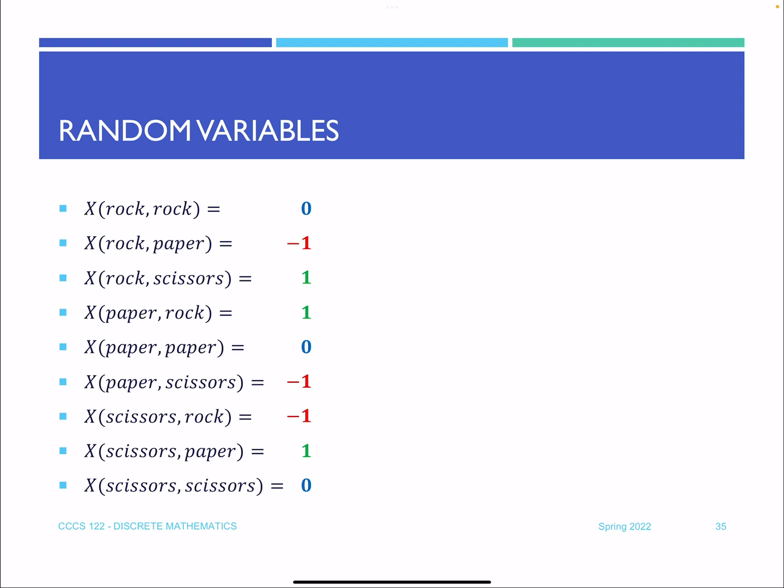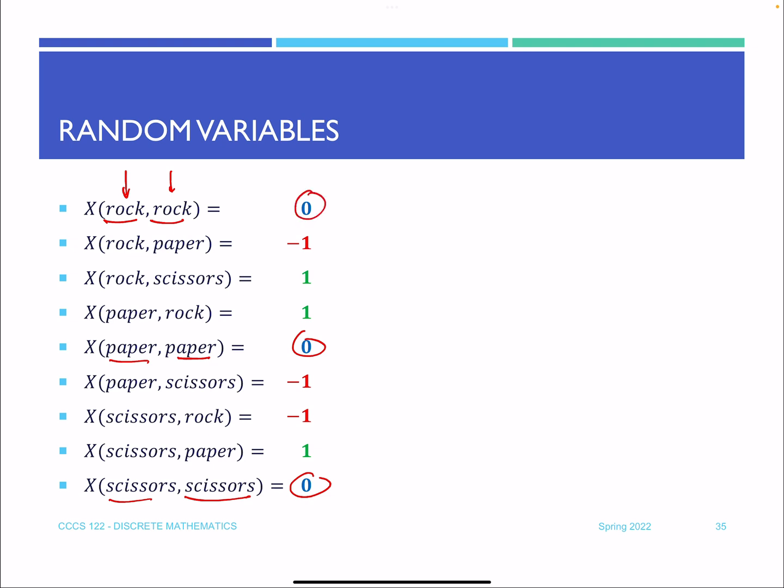And these are the rules of the game. If both players pick the same symbol to play, rock, rock, paper, paper, or both players pick scissors, that's when you have a tie.